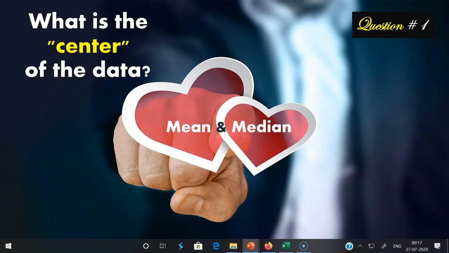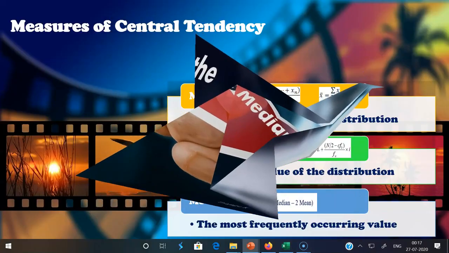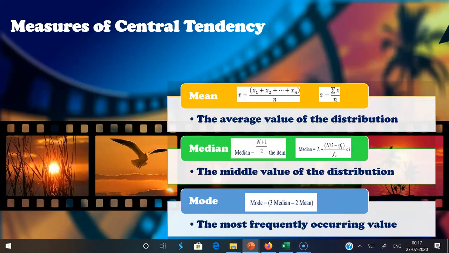For finding the measures of central tendency, we need three important calculations: mean, median, and mode. First of all, we must know what a measure of central tendency is. A measure of central tendency is a single value that attempts to describe a set of data by identifying the central position within that set of data. As such, measures of central tendency are sometimes called measures of central location.